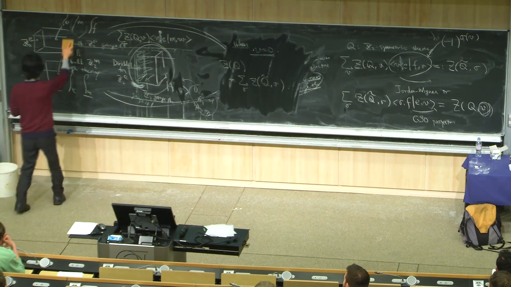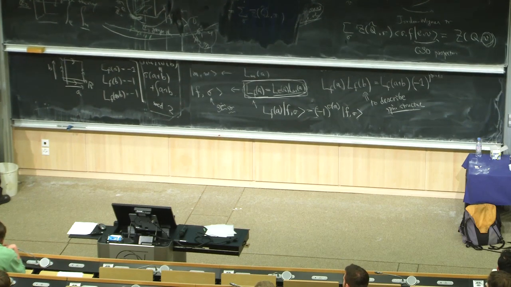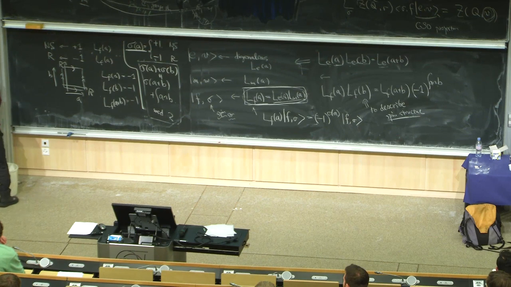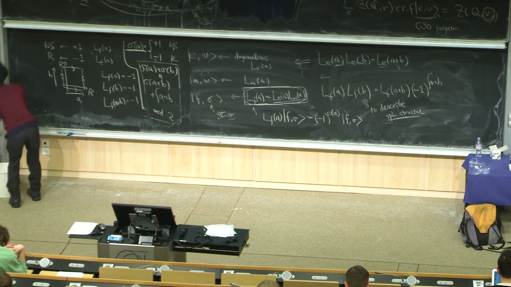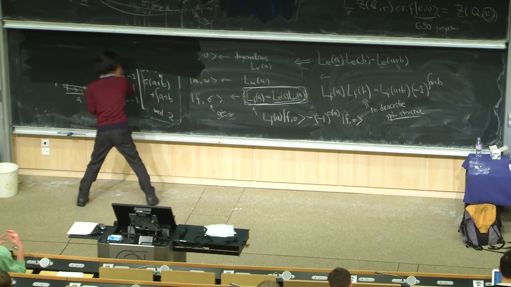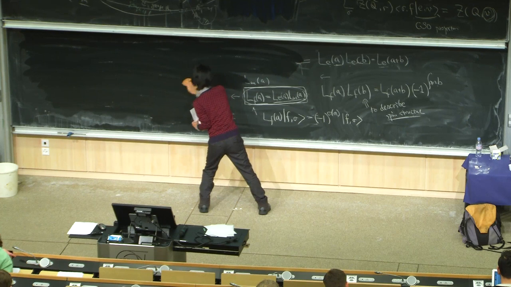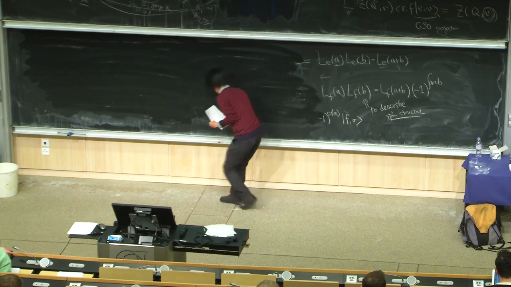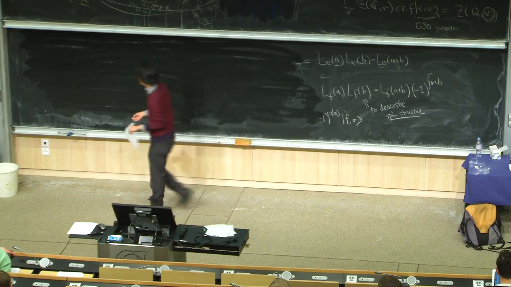So I still have 5 minutes, so I can do a bit more. Let me discuss a bit more operations. Yesterday, I said that, in fact, there are two ways to perform GSO projection. I only discussed one way to do the GSO projection. So what is that? Why is that?